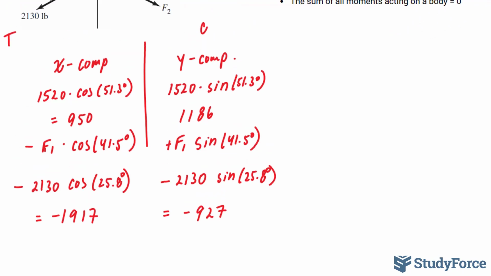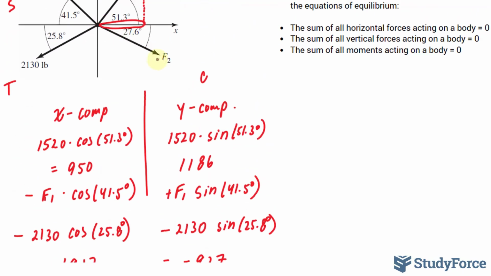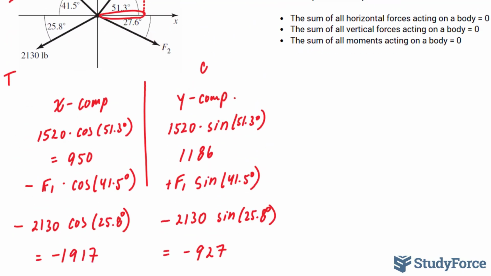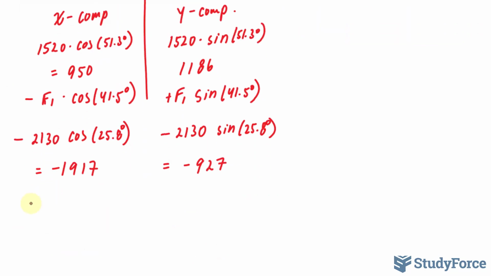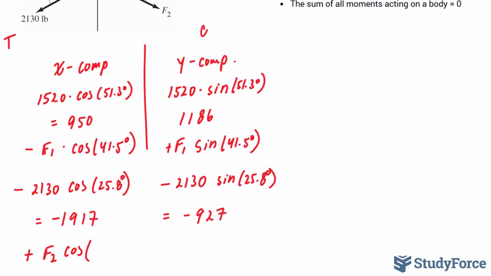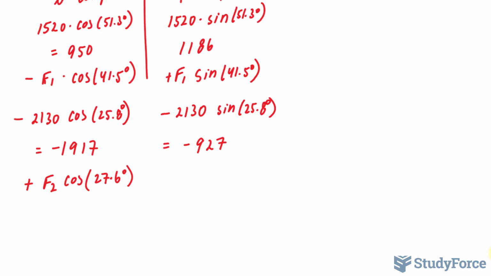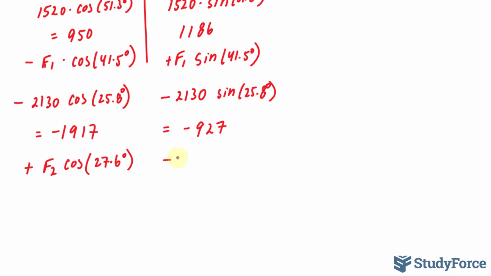For my last vector, once again, my hypotenuse is missing, my force. And if I find the x component, it will be positive because cosine is positive in that quadrant. F2 times cosine, and that angle was 27.6 degrees. Sine, on the other hand, will be negative. Negative F2 sine of 27.6 degrees.